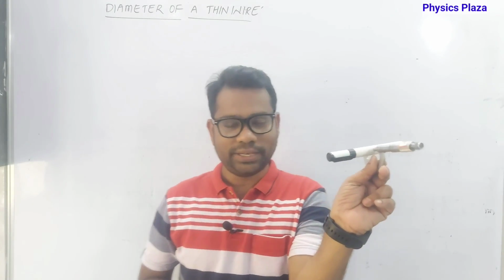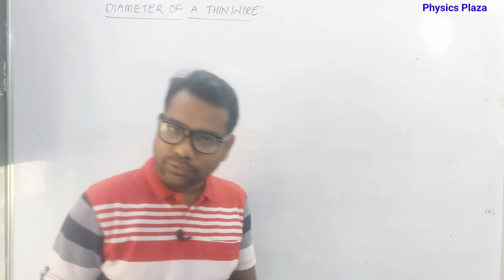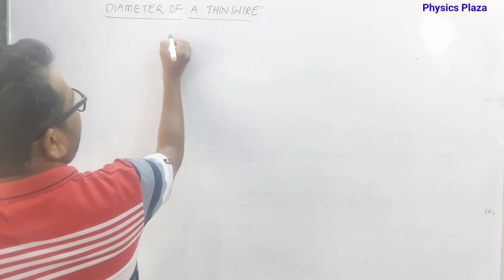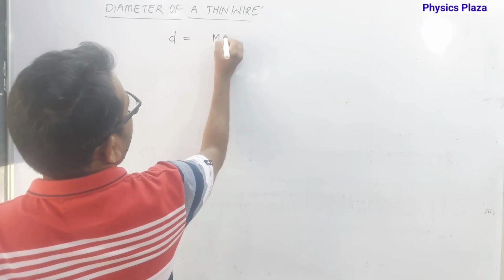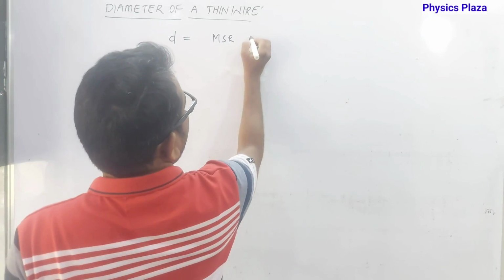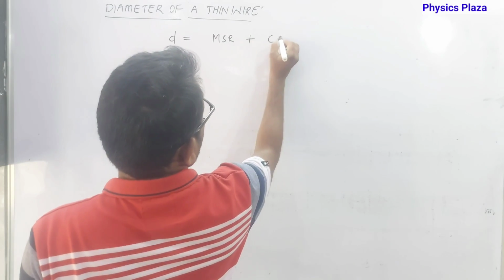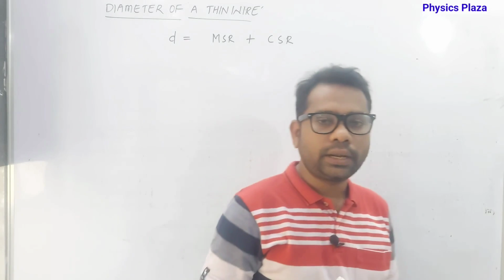So this is how we have arranged it. Now we need to calculate the diameter. First let us write the diameter formula, children. The diameter is equal to the main scale reading, that is the pitch scale reading also, you can call it that, plus the circular scale reading. Very simple.